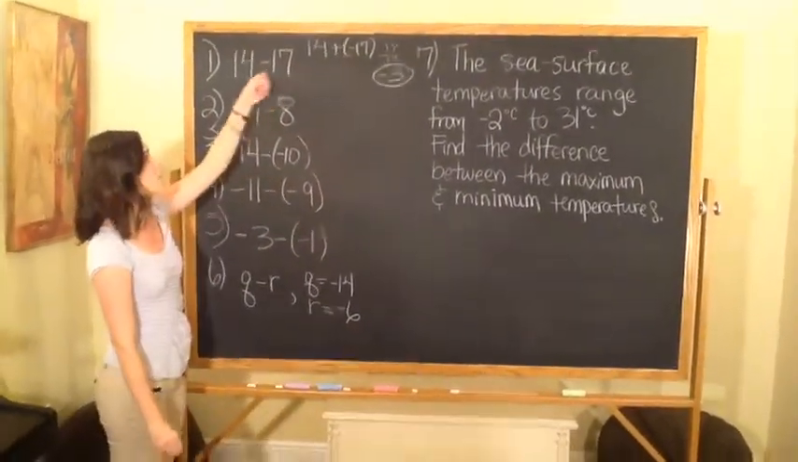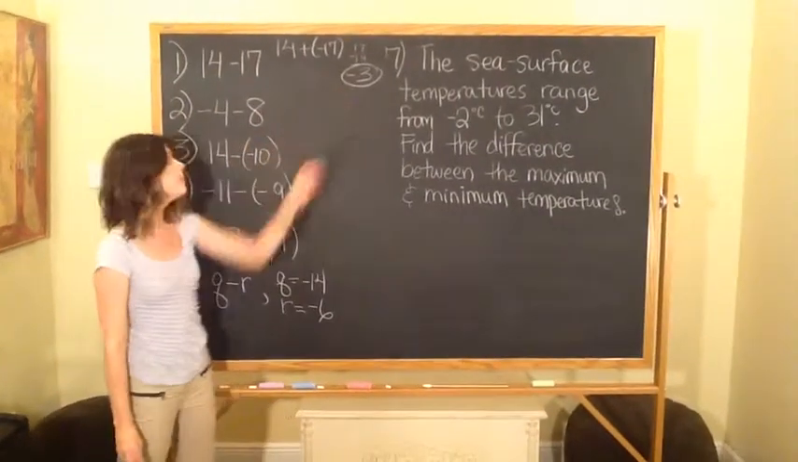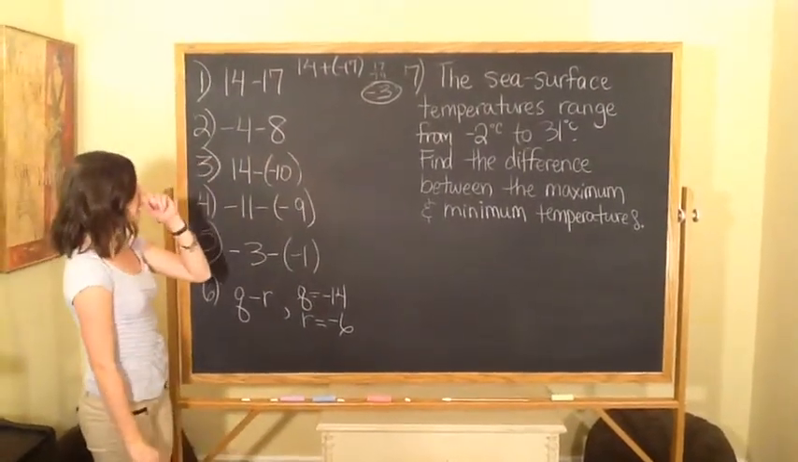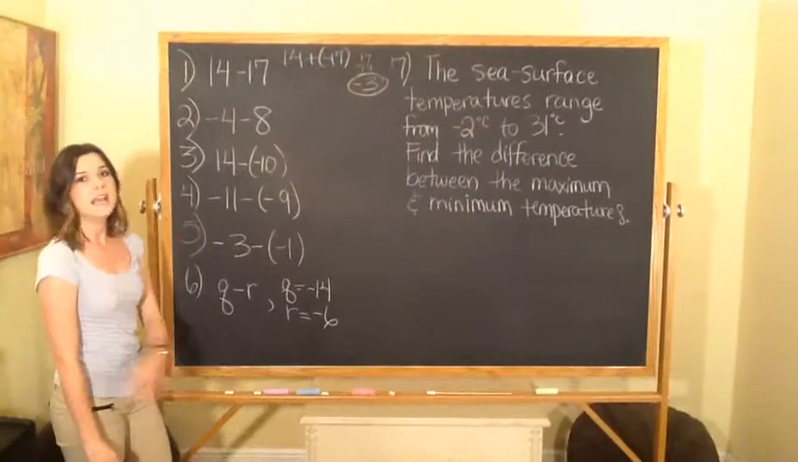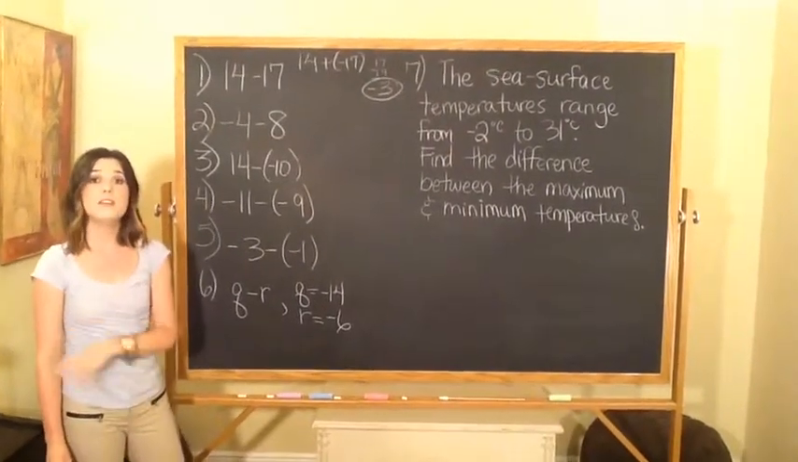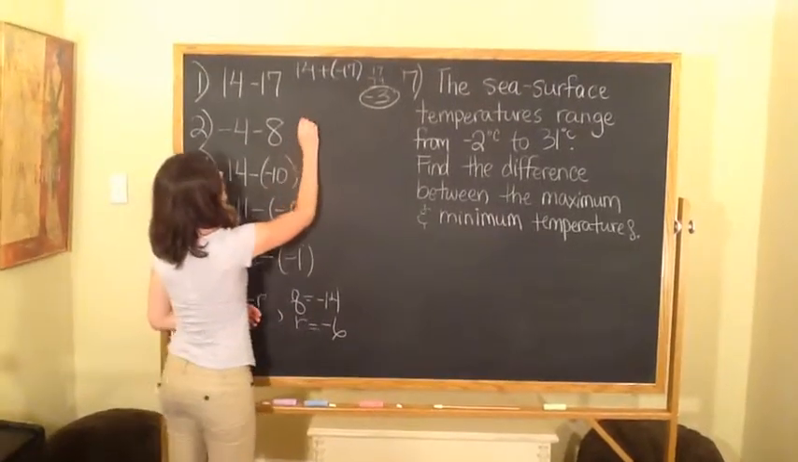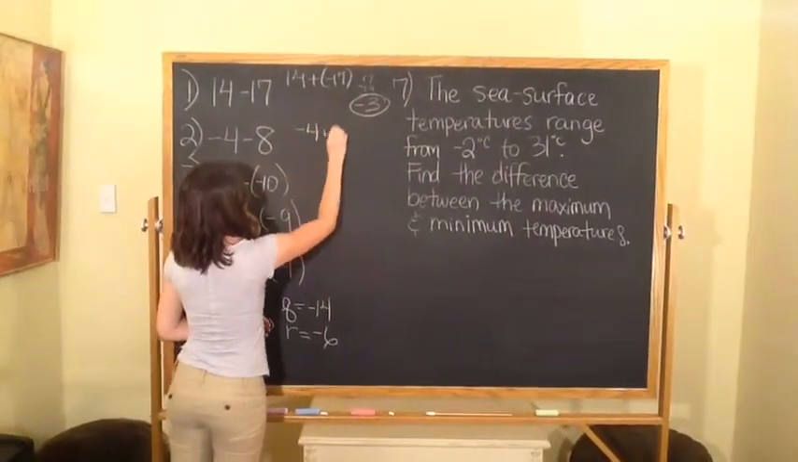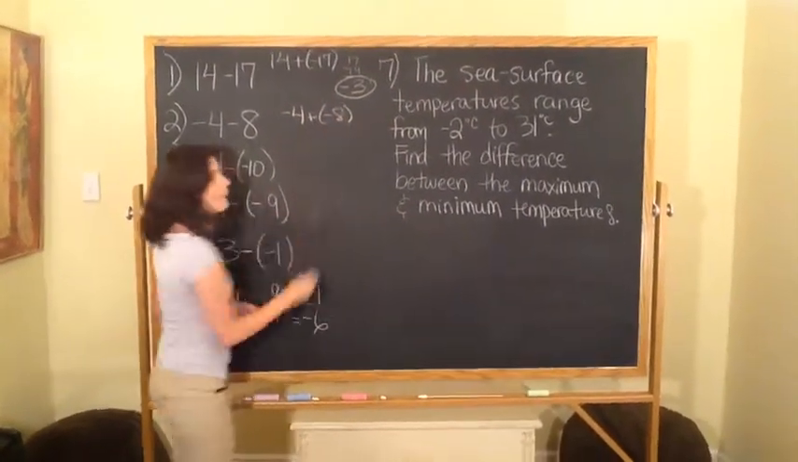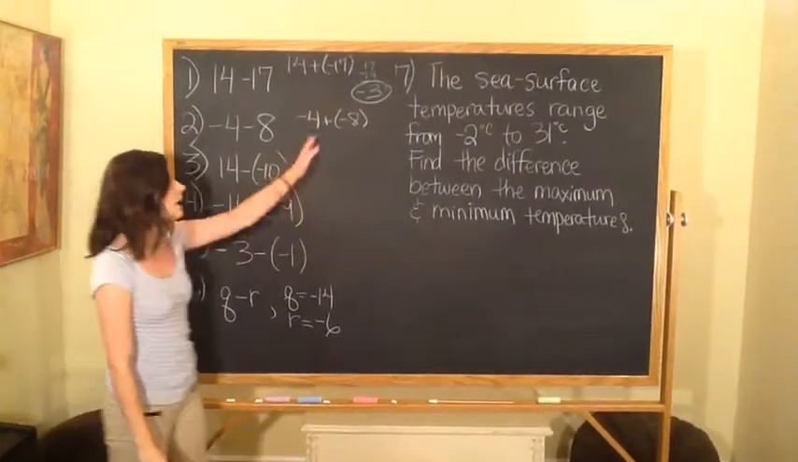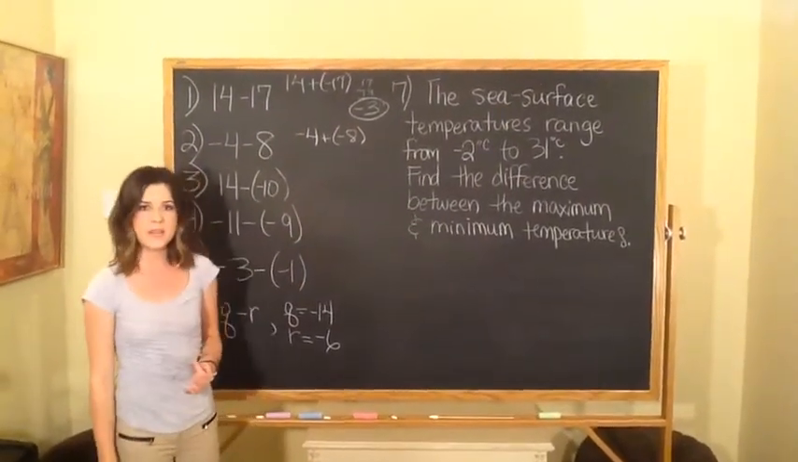Because we're taking away more than what we have, so we're going to be in the negatives. Alright, number 2. We have negative 4 minus 8. So if you remember the rule, subtracting a number is the same as adding a negative. So we're going to go ahead and do negative 4 plus negative 8. So now we can use our adding rules. So if you're adding two negatives, you just add them up and keep the negative sign.